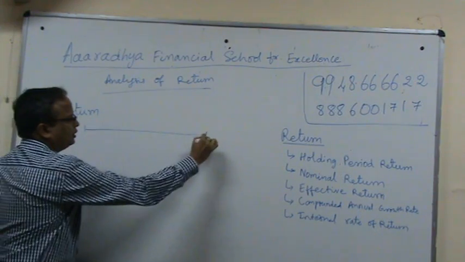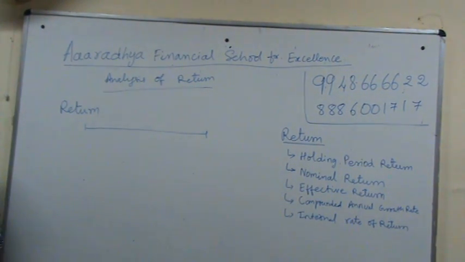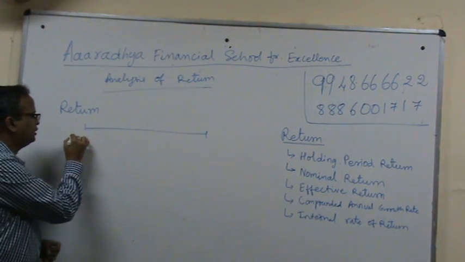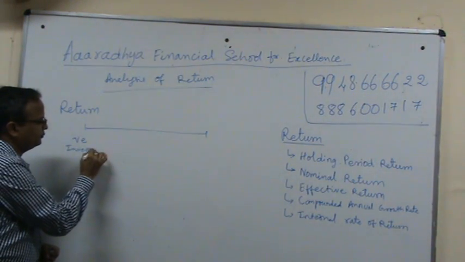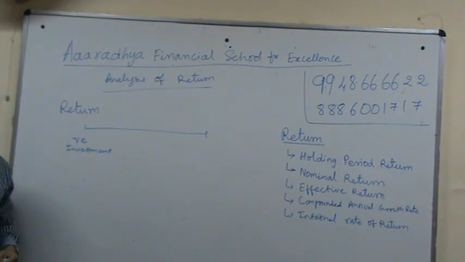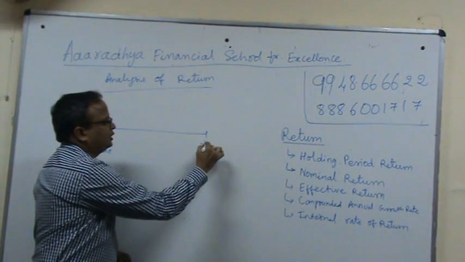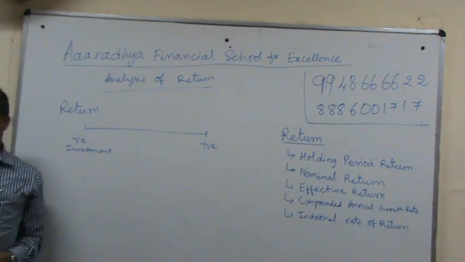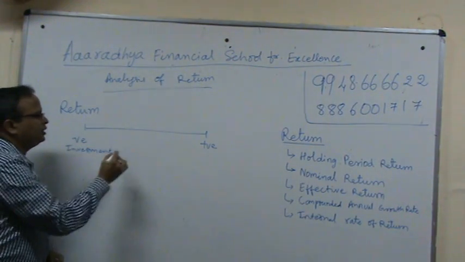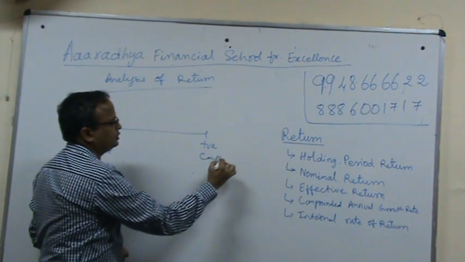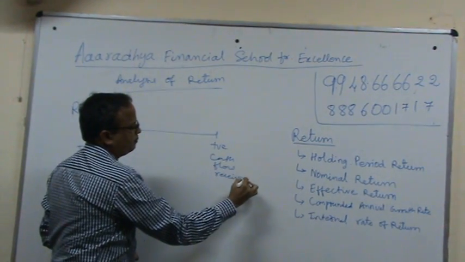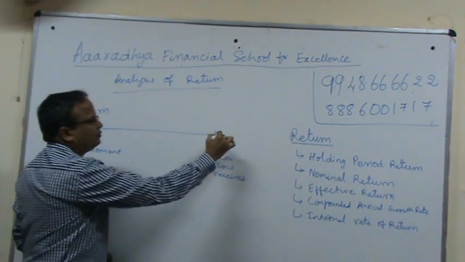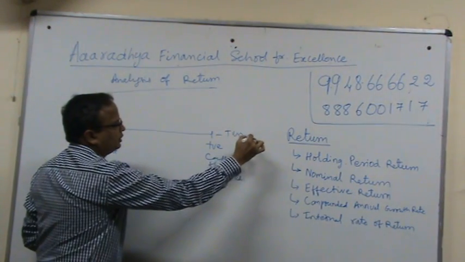Return is fundamentally an investment timeline. Suppose you have invested money here. Negative is always taken as investment. You will get a cash flow at the end of the tenor, so it will be positive. So, investment is negative, cash flow received will be termed as positive. And what we measure is what we call the timeline.